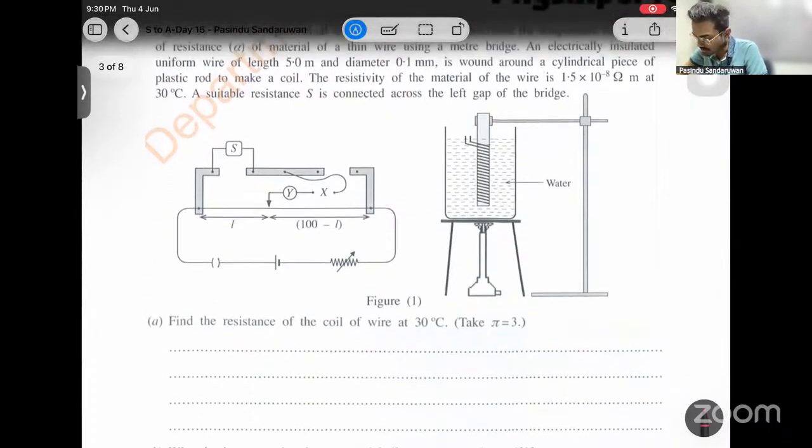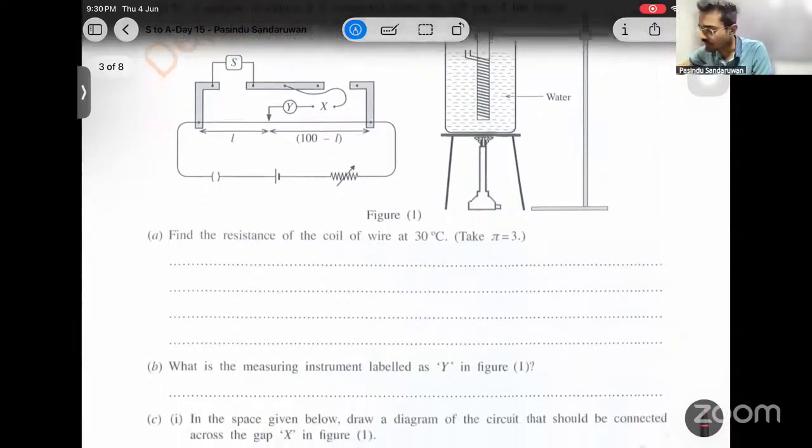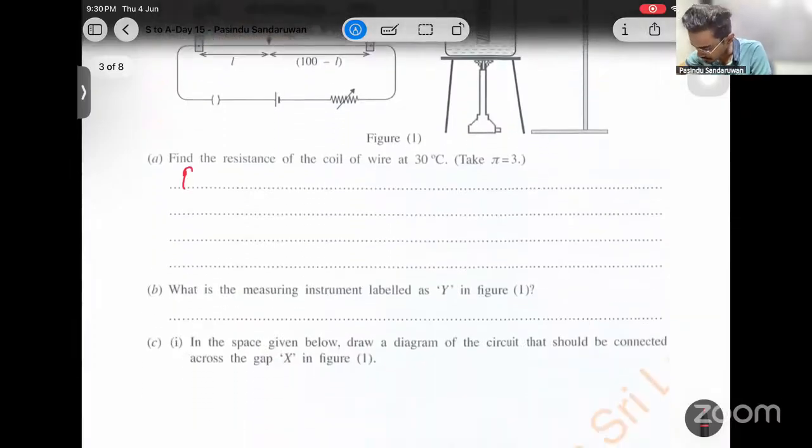Okay, then first question. Find the resistance of coil of wire at 30 degrees Celsius. Right. We can find the resistance using R equals rho L over A.